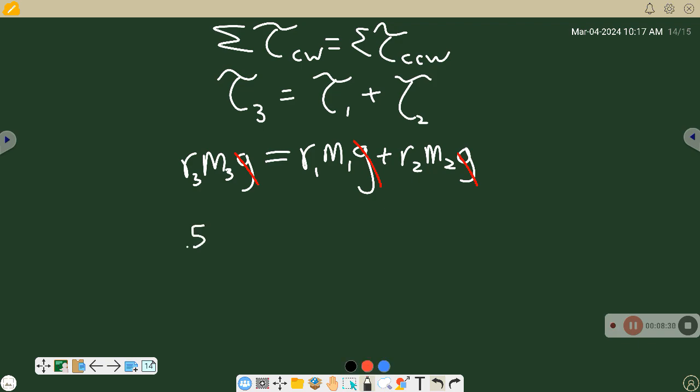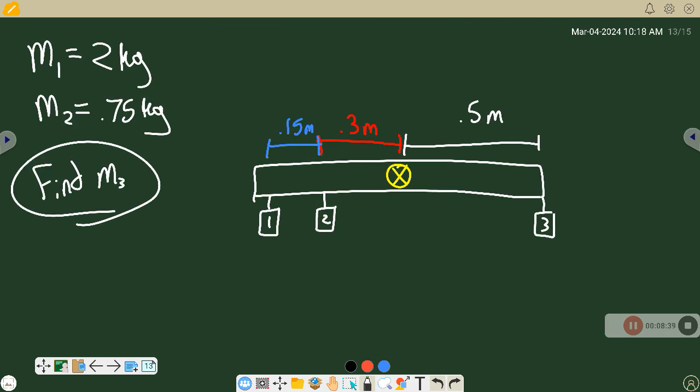So we have the lever arm of 3 was 0.5. We don't know the mass of 3. That's what we're trying to solve. Lever arm of 1, well, let's look back at the picture. It's not going to be just 0.15, right? Because remember, the lever arm is the distance from the pivot. The lever arm is the distance from the pivot point, so I don't need just that.